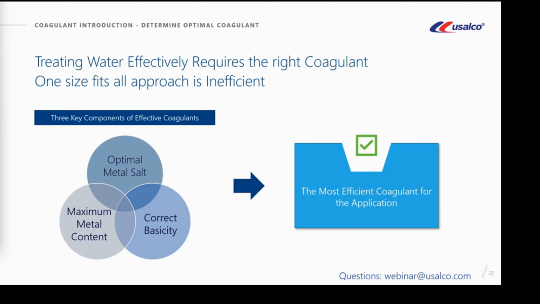Second is metal content. Maximizing the metal content will bring down the dose fed or the total amount of coagulant required to meet the treatment goals. And then third would be the basicity of the product. What is the optimal basicity for the product, which requires the lowest dose and yields the most efficient performance? This concept applies to drinking water and most wastewater applications that require coagulants.